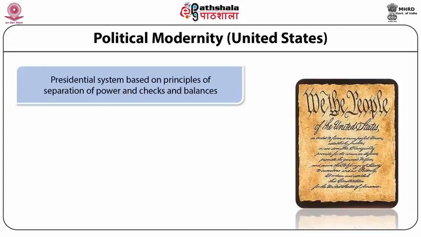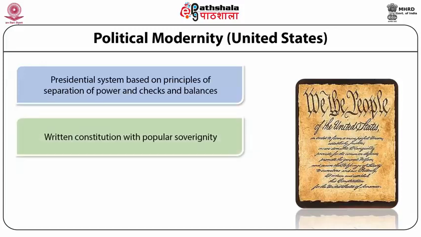The American Constitution, as we know, is a written constitution and is primarily based on the principle of popular sovereignty. This is in contrast, or in comparison, with the British Constitution, which adopted the principle of parliamentary sovereignty.